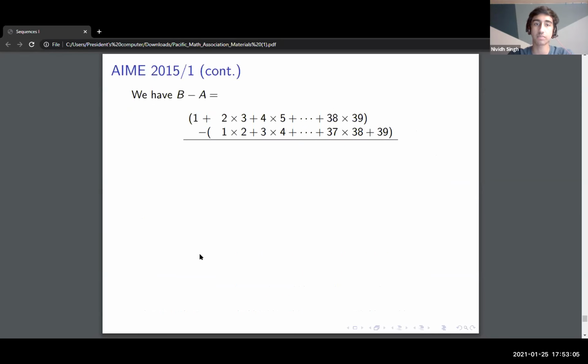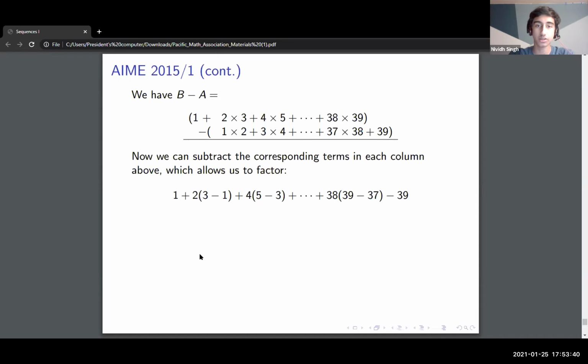So when we subtract B minus A, we have this equation here. We've lined up B over A in a way that puts the two together. In B we have 1 plus 2 times 3, and the 2 times 3 we can temporarily align with 1 times 2. Then we have 4 times 5, which we can align with 3 times 4, all the way up to 38 times 39, which we can align with 37 times 38, and then an extra 39.